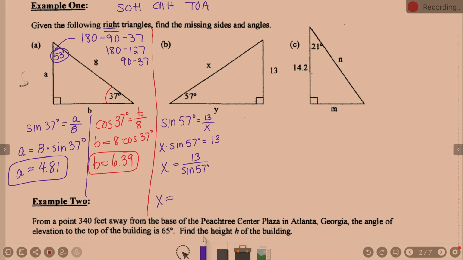Did you guys get an answer? Doesn't match mine. 15.50072281. So approximately 15.5. Okay. I found one thing, one missing piece. I need two more. What next?